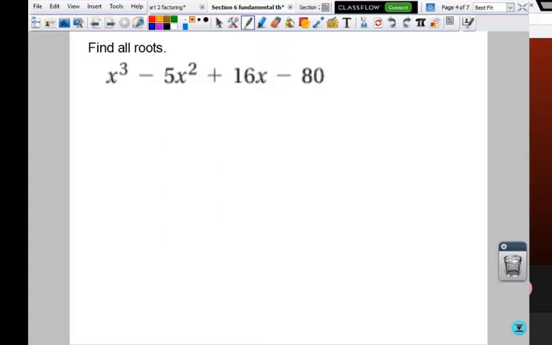Five. Yep, it crosses at 5. So what's one answer? 5. That means we're going to have to use synthetic division and find the rest. So we get x equals 5.